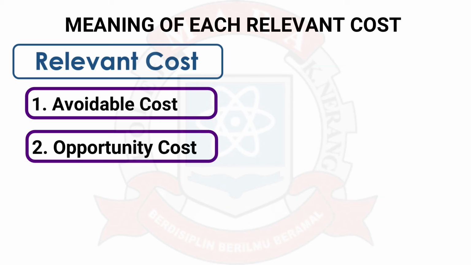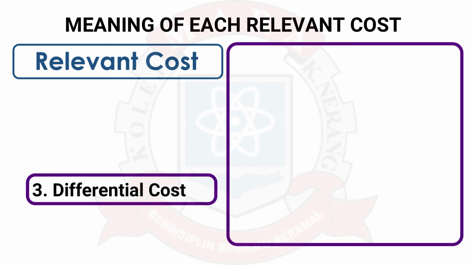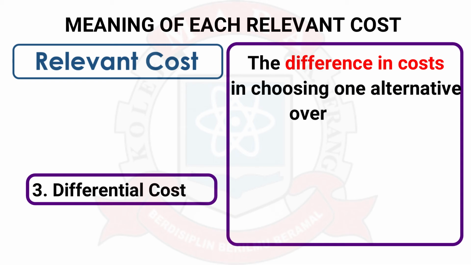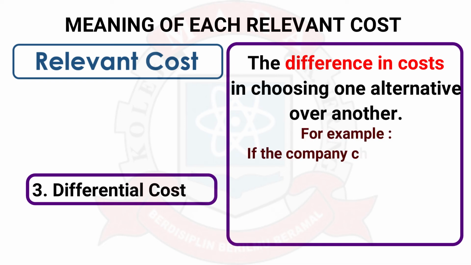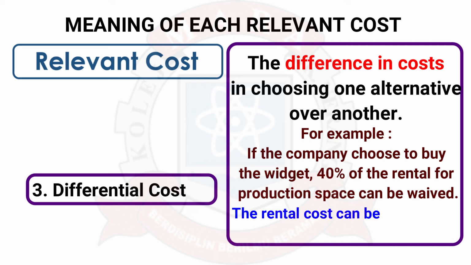Type number 3 of relevant cost is differential costs. Okay, what do you think the meaning of it is? The difference in cost in choosing one alternative over another is the meaning of differential costs. For example, if the company chooses to buy the widget, 40% of the rental for production space can be waived. The rental cost can be considered as differential cost.